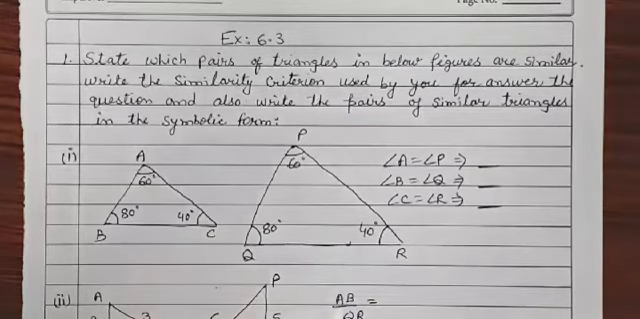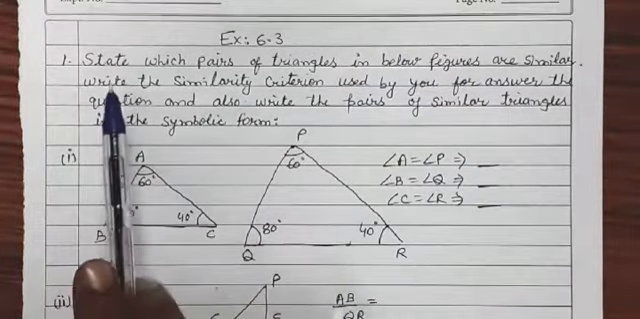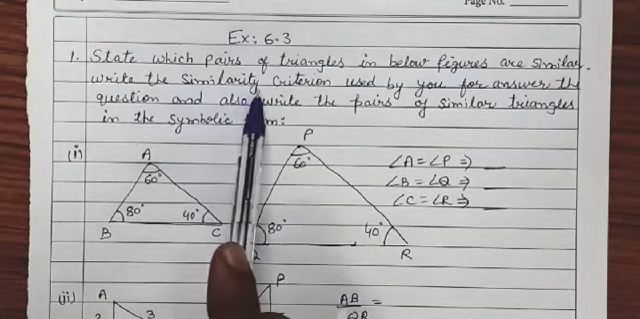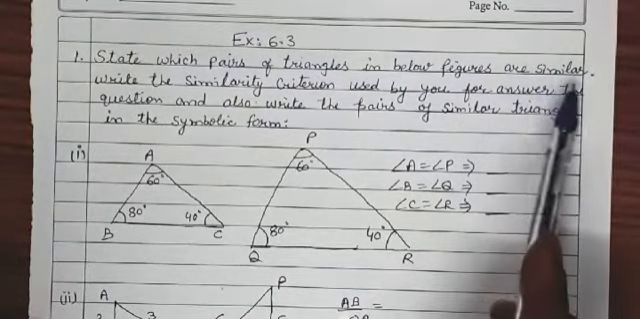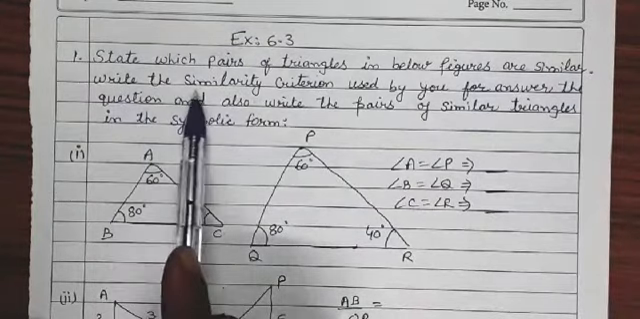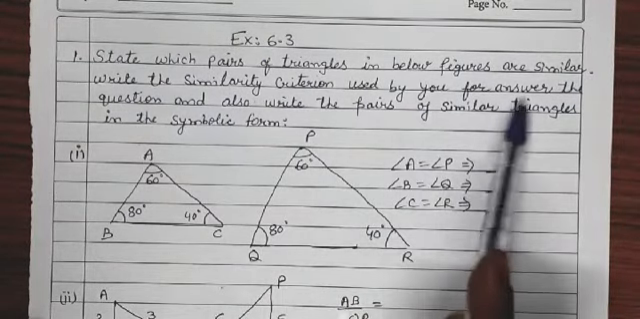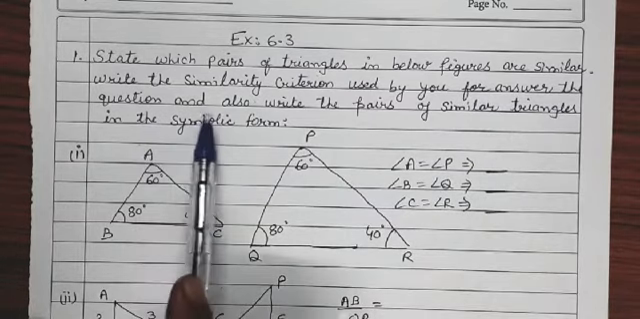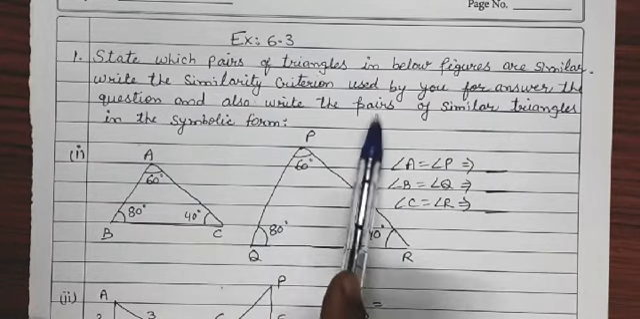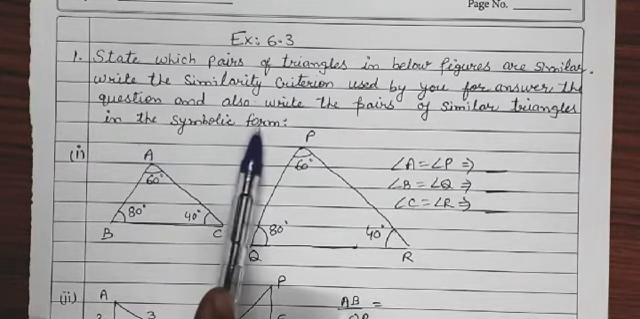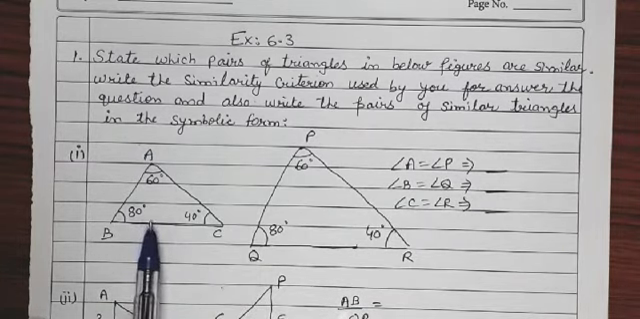Exercise 6.3, question number 1. State which pairs of triangles in the below figures are similar. Write the similarity criterion used by you for the answer, and also write the pairs of similar triangles in symbolic form. This is your first question.